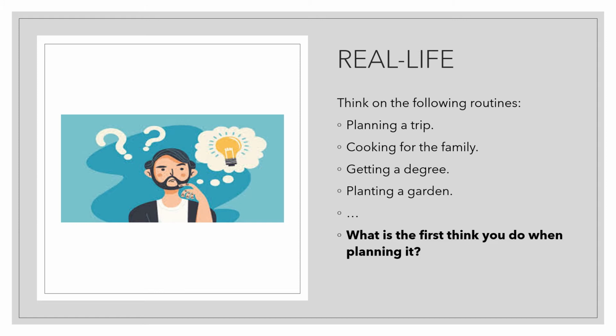When you cook for the family, do you just open the fridge, get whatever you find in there and cook something? Or do you maybe think about what you want to cook? What dish do you want to prepare? And then you plan backwards and you go and do your groceries and so on.